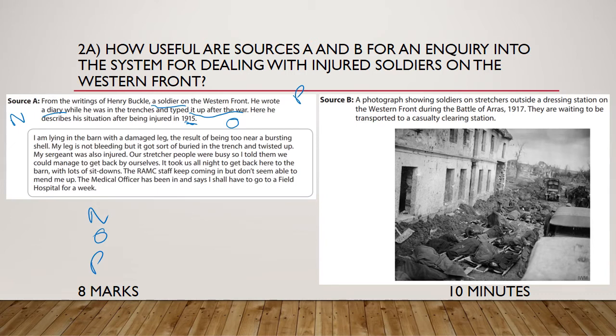Next one is a photograph. So the nature is different here, and it's showing stretchers outside a dressing station on the Western Front during the Battle of Arras. So this is 2 years on. There's your origin of the photo. They're waiting to be transported to a casualty clearing station. So the purpose really is probably to record for the Army generals the situation on the Western Front. So there's your nature, origin and purpose. That's only taken me a couple of minutes, 1 minute 48 to look that over.